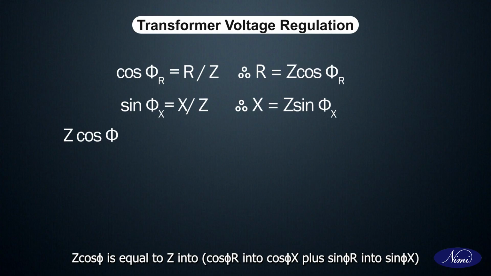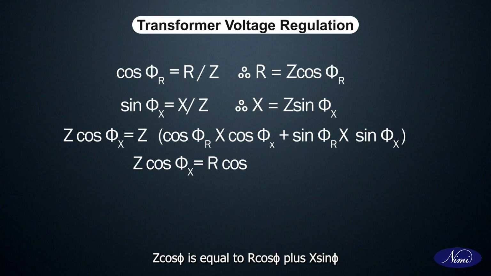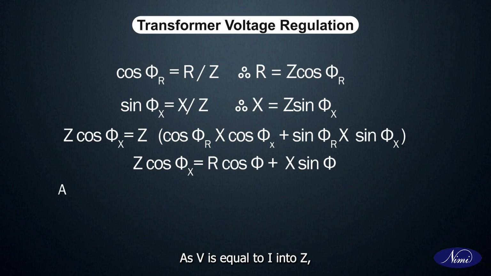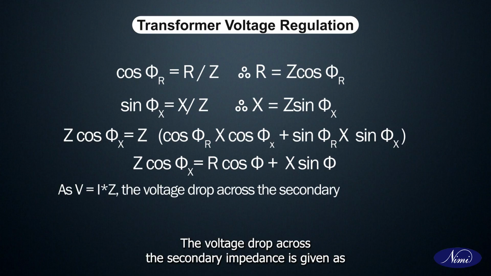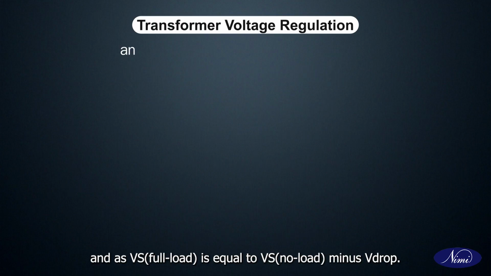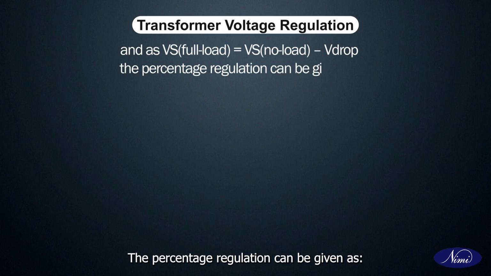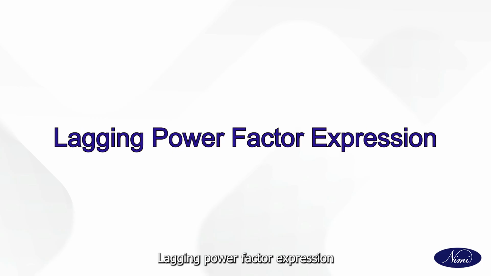Z cos phi is equal to Z into cos phi R into cos phi X plus sin phi R into sin phi X. Z cos phi is equal to R cos phi plus X sin phi. As V is equal to I into Z, the voltage drop across the secondary impedance is given as V drop is equal to Is into R cos phi plus X sin phi, and as Vs full load is equal to Vs no load minus V drop, the percentage regulation can be given as lagging power factor expression.